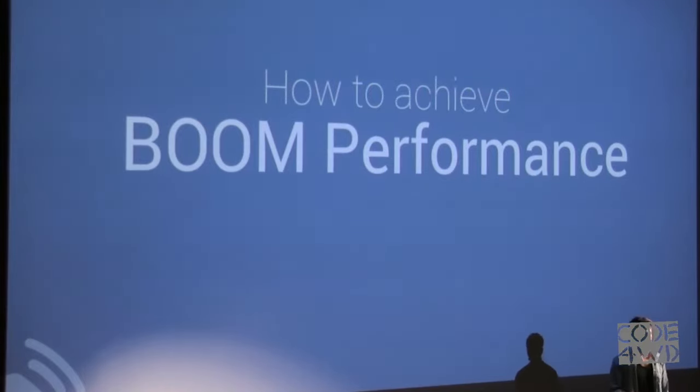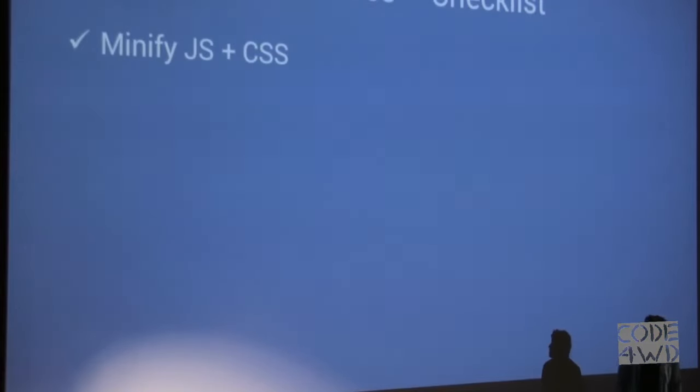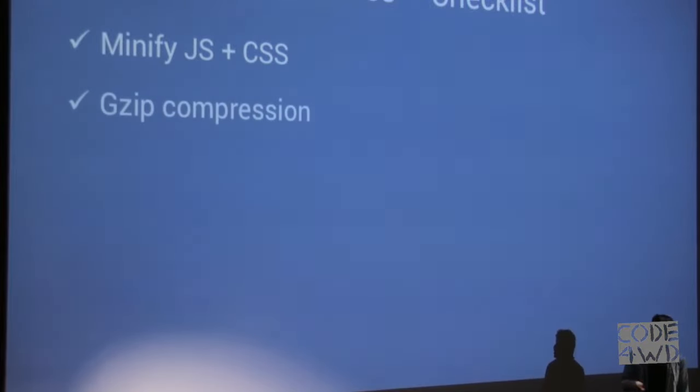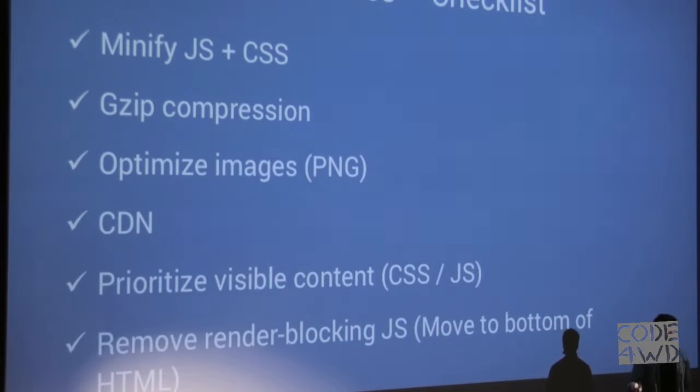Let's talk about how to achieve Boom performance. I'll start with the basics, which you probably more or less know. You can minify JavaScript and CSS. I'll go through this quickly because I assume most of you know what I'm talking about. Use gzip compression, optimize images, use a CDN, prioritize visible content like CSS and JavaScript in order to make the page load faster, and remove all kinds of random blocking JavaScript and CSS from rendering your HTML page. That's the basics. I don't want to go into that; I'm sure most of you know it, or you can find information online.